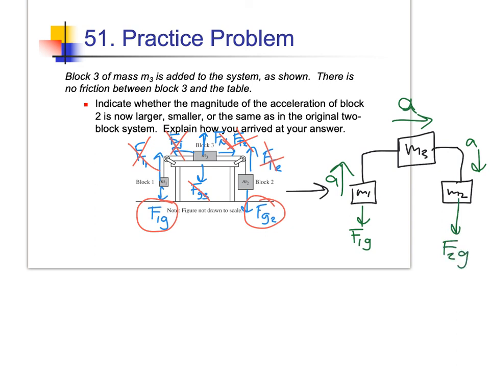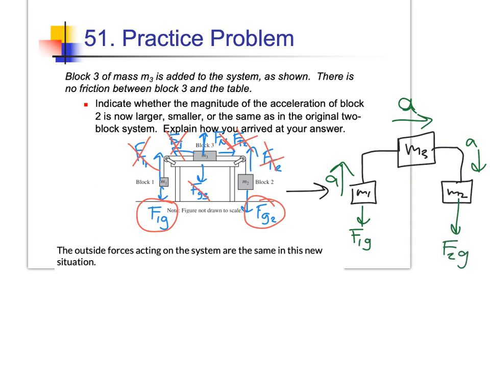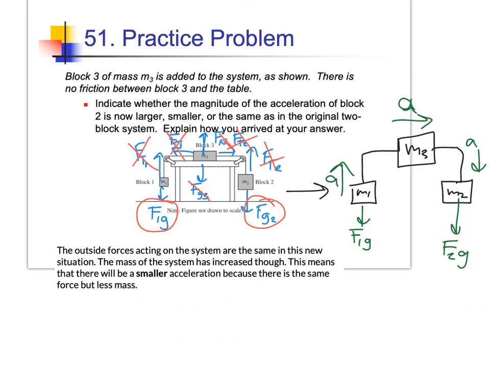So this is the same set of forces that we had in our original situation. We still had F2G and we still had F1G. The only thing that has changed for our system is the total mass. And because we now have more total mass but the same net force, the system will have a lower acceleration. Ultimately it's just going to be a smaller acceleration because the outside forces on the system have not changed. However, the total mass of the system has changed.